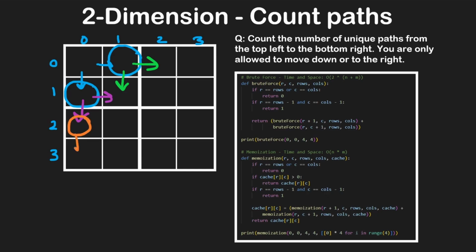From here, we have to solve this and this. From here, we have to solve this and this. From here, we have to solve this and this. This is being done twice, as you can see.